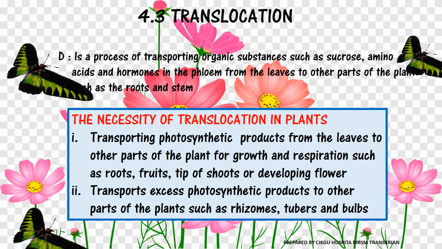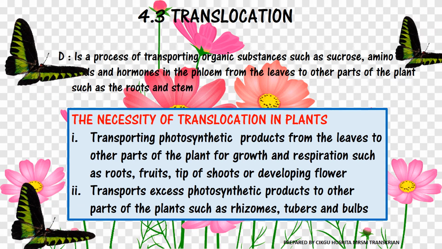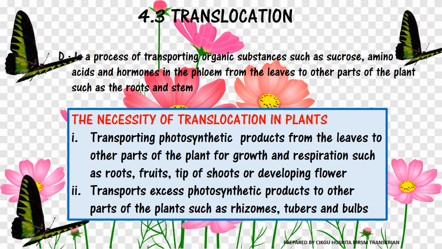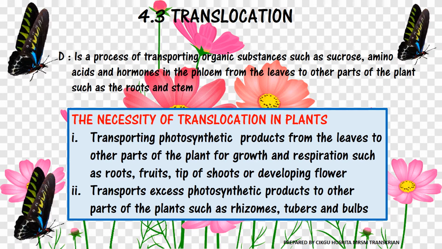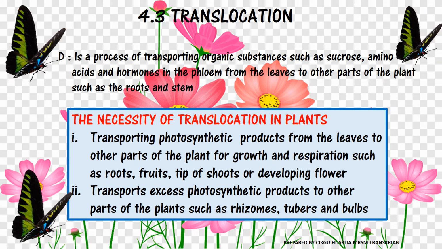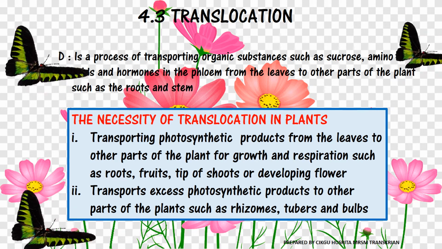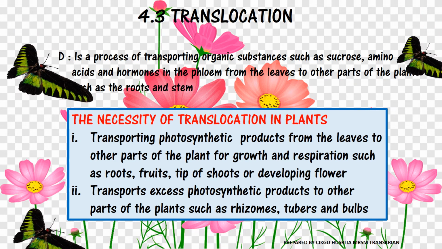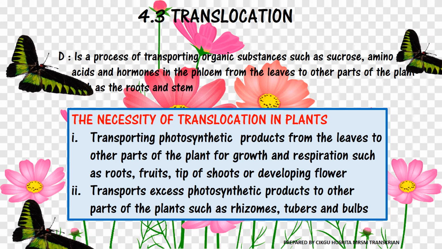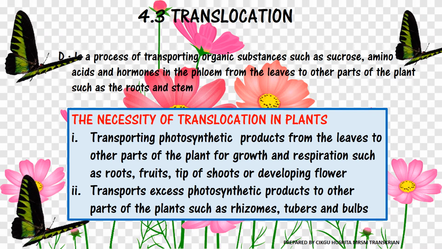So what is the importance of translocation in plants? First, transporting photosynthetic products from the leaf to other parts of the plant for growth and respiration, such as the root, fruit, tip of shoots, or developing flower. And the second, to transport excess photosynthetic products to other parts of the plant, such as rhizome, tuber, and bark. Okay, these are the two necessities or importance of translocation in plants. So translocation uses phloem. So remember that, phloem.